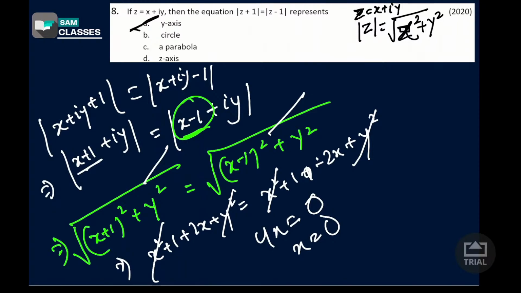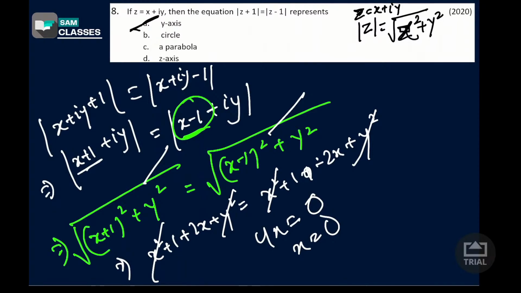Got everyone? Chalo, clear everyone? Do not see the question and get scared. What they have done, in place of z, they have given mod of z plus 1. So in the real part, add 1. In place of mod, this side they have given z minus 1. So in the real part, add minus 1. Done. And solve it. Clear everyone?